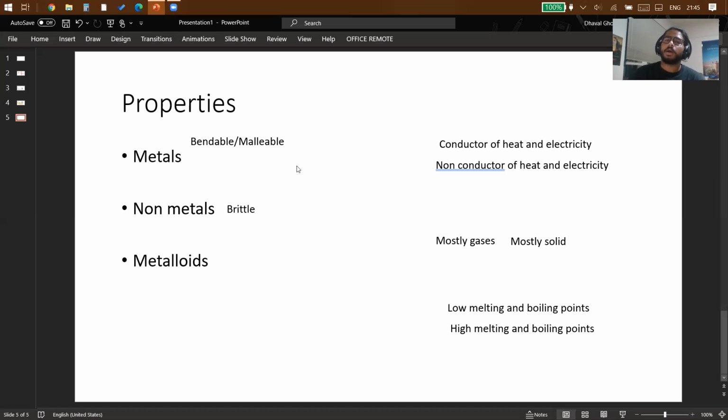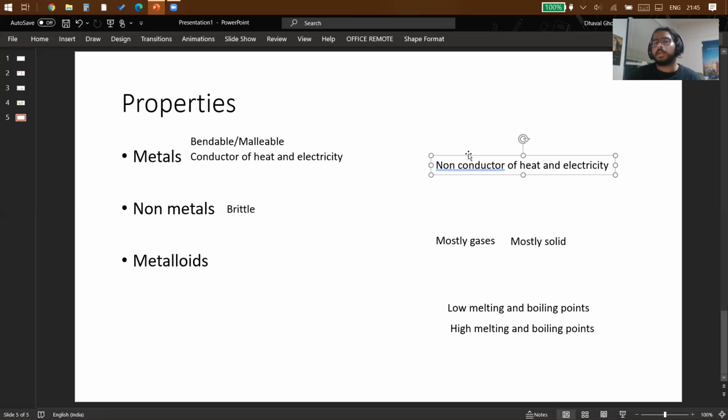Now think about conductor and non-conductor of heat and electricity. Again, I think about aluminium or iron, and iron conducts electricity and also conducts heat. It gets heated up real quick. It's not an insulator. It transfers heat. So I would say iron is a conductor, and the opposite of that, non-conductor, is for non-metals.